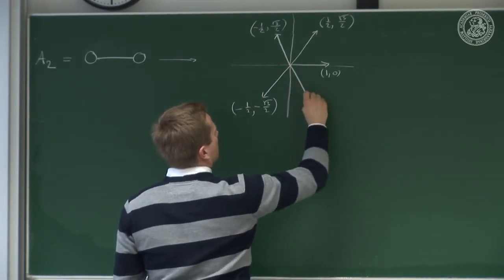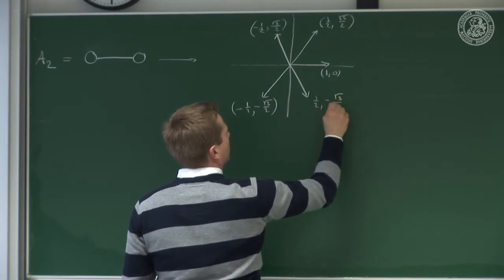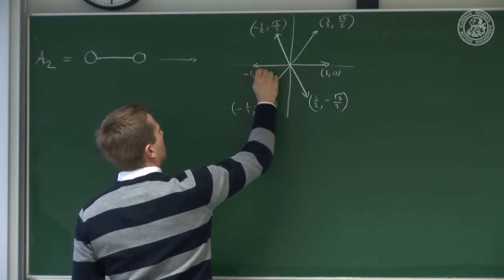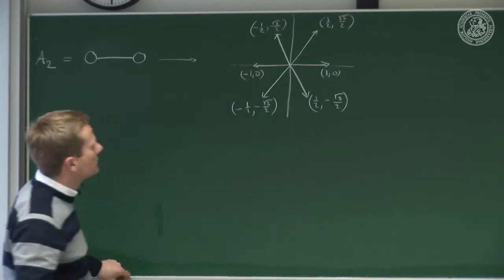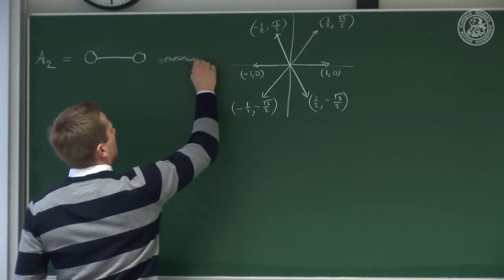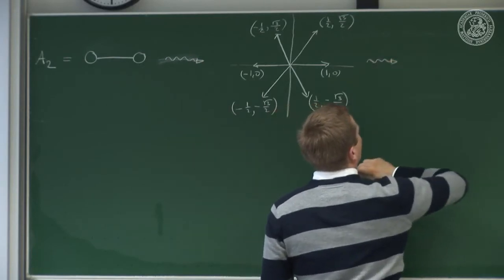Then this one, which is (1/2, -√3/2), and of course also this one here is (-1, 0). That's the root space. So from here we go to here, and now we want to go from there to the full algebra.